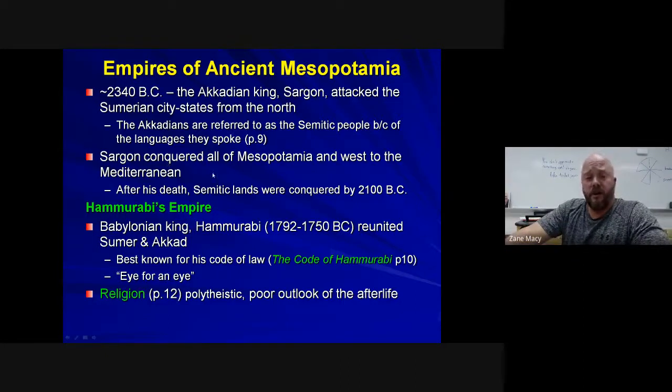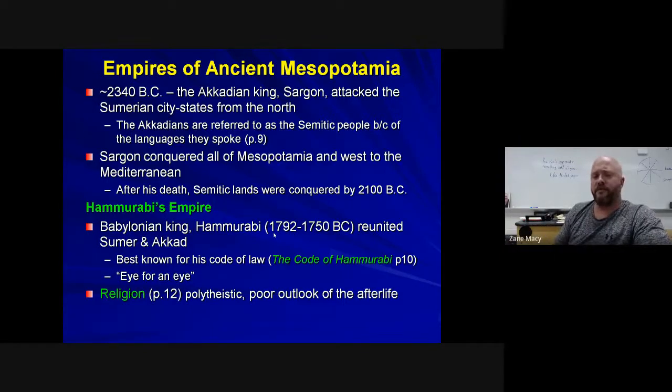Sargon eventually ended up conquering all of Mesopotamia and the west to the Mediterranean. After he died, Semitic lands end up being conquered around 2100 BC, and that's what you see in Mesopotamia: a changing of territory, going through the hands of a bunch of different groups of people. The Babylonian king Hammurabi ends up taking over after the rise of the Babylonian kingdom.